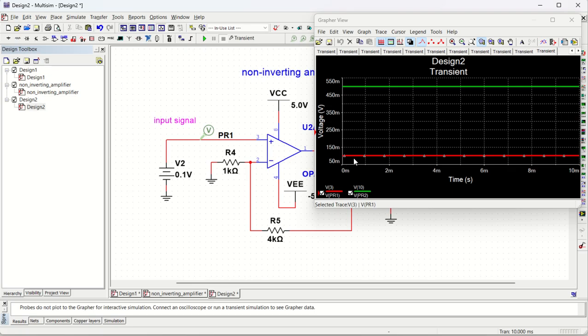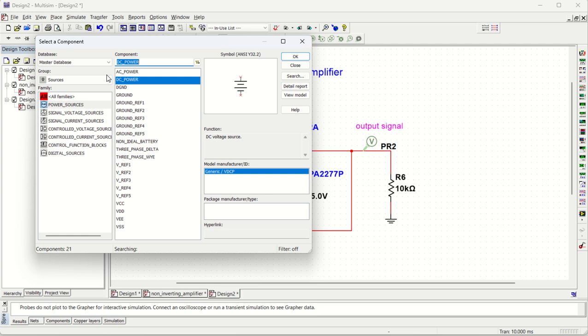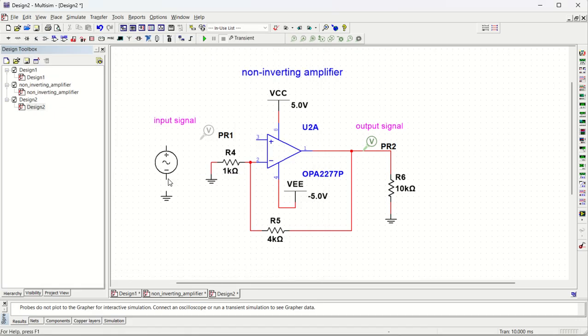So you can see we have 100 millivolt as input and 500 millivolt as output. Okay, now why don't we do one thing? Instead of taking this, we'll change the source to some AC signal. So to put AC signal here, come back to place components. In this place component we have power sources. Okay, so instead of that we'll take voltage sources here, and in that we are going to take, let us say, AC voltage. So signal voltage sources, AC voltage, put it here.